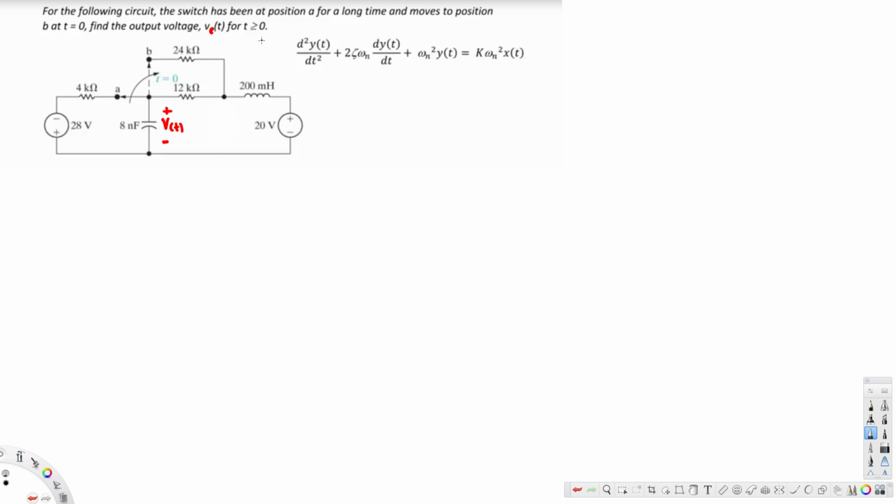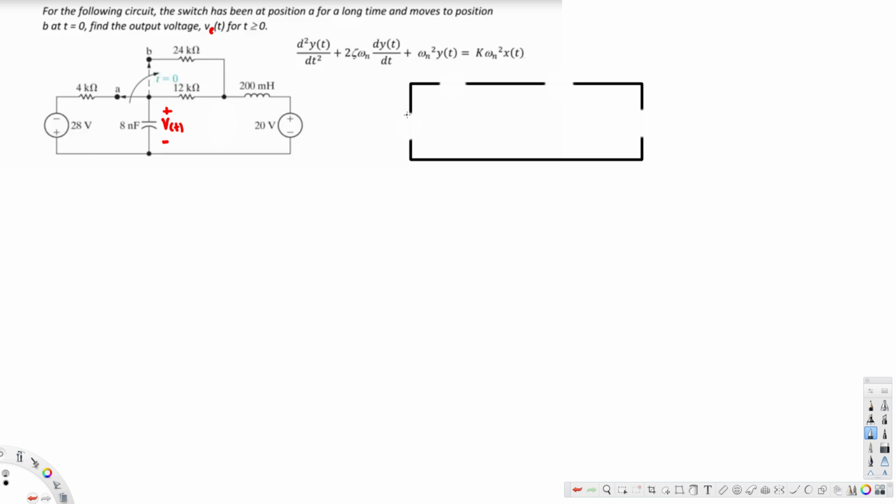Okay, so first we have to write our initial conditions. In the initial state we have the switch at position A for a long time. It means the capacitor will be fully charged and it will act as an open circuit. So there's no current through this one, and let's go ahead and draw the new circuit. Here we have our voltage source, this is our resistor, and here also we have a resistor, and then here also we have a voltage source, and this inductor is going to be short circuited because it has been sitting here for a long time.